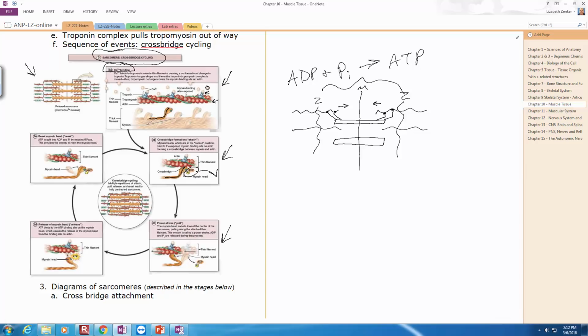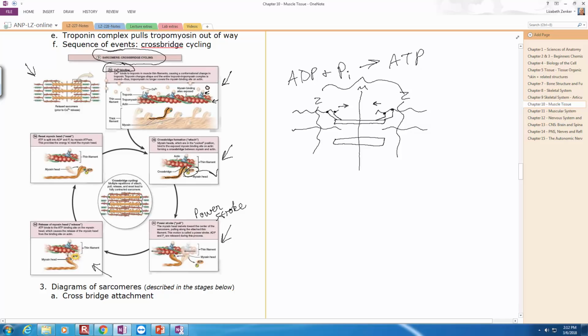So, when it does that ratchet or bend or flex, however you want to think about it, I like ratchet because it makes you think like zip, right? It sucks it in. This pulls the actin toward the middle of the sarcomere, and this is called the power stroke. So power stroke. That's the ratchet part. Sucking it into the center, pulls it in. Like tug of war if you want, right? So now ATP comes in.